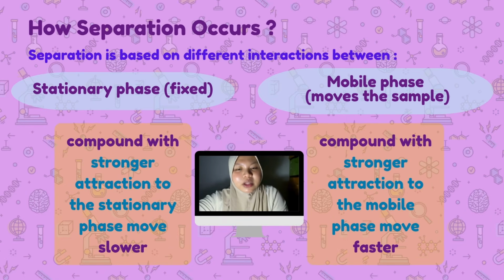You must be wondering about the theory of how separation occurs. The principle of chromatography is based on the interaction between two phases, the stationary phase and the mobile phase. Compounds that are more strongly attracted to the stationary phase move more slowly, while compounds that are more attracted to the mobile phase move faster. Because different substances move at different speeds, they become separated and can be identified individually. For example, in GC, separation depends mainly on volatility. In HPLC and TLC, separation is largely based on polarity.